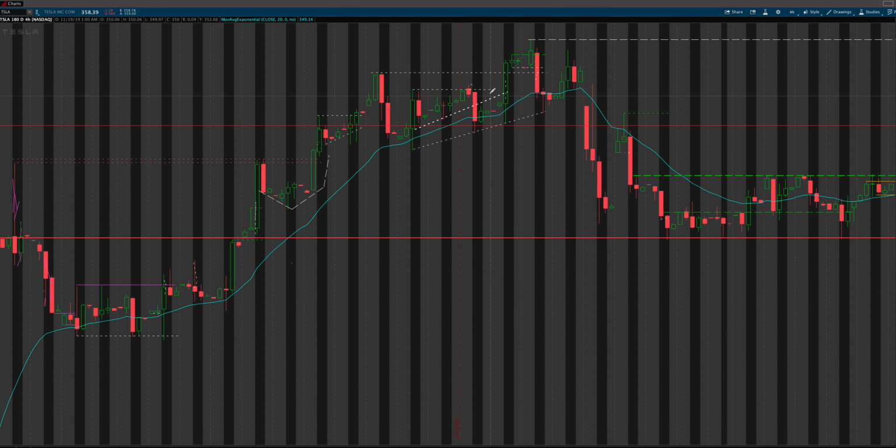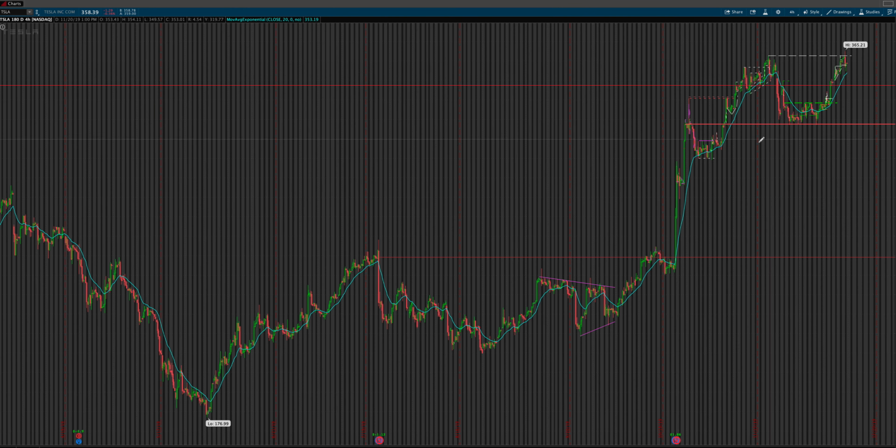It also had another one over here, created resistance. It broke down from its support line, and that was an indication of a short. It broke out of its resistance line, its ceiling, and it went up. So that's pretty simple technical analysis using support and resistance areas, buy and sell zones.